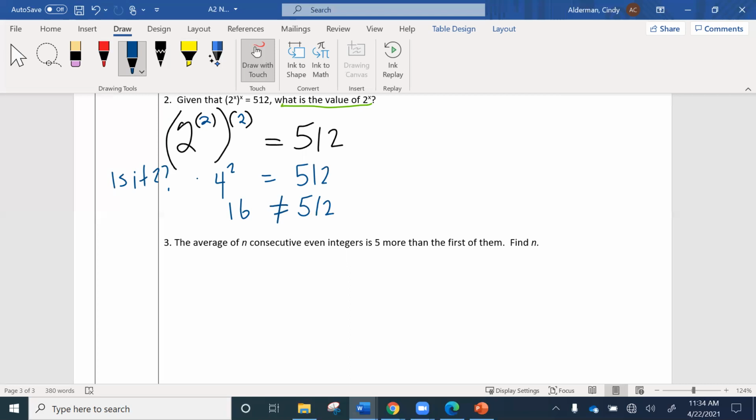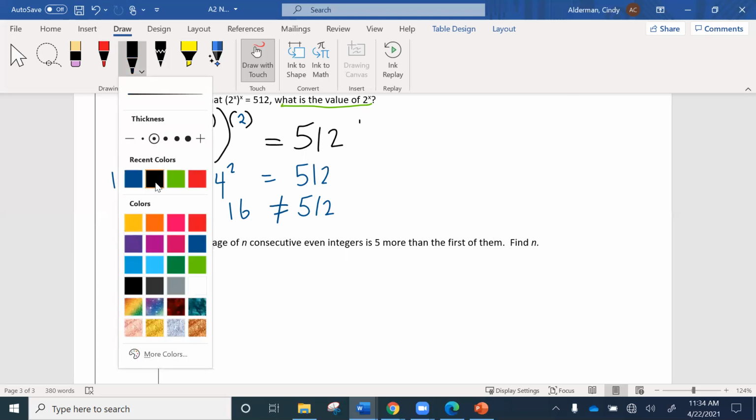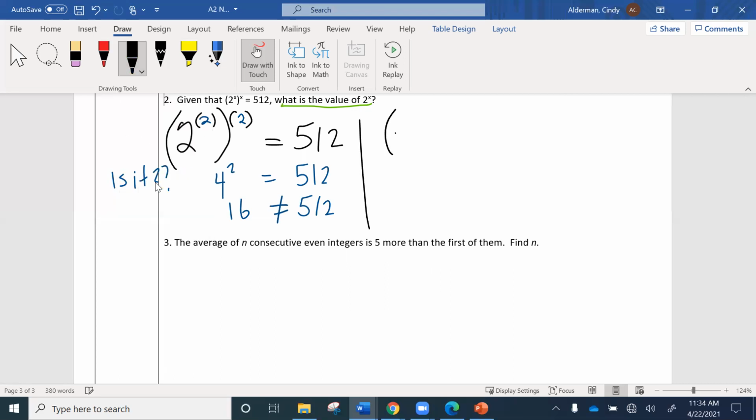All right, let's try another number. Now you have to be careful. You would think that because 16 and 512 are so far apart, and exponentials are supposed to be really big, you could go from a small number to a very big number. So I'm going to stay with low numbers. Let's say 2 to the third raised to the third. Does that equal 512?